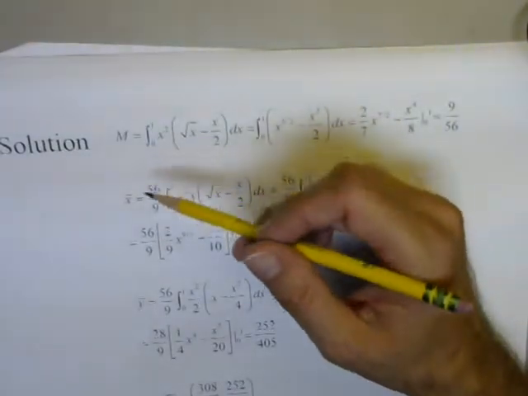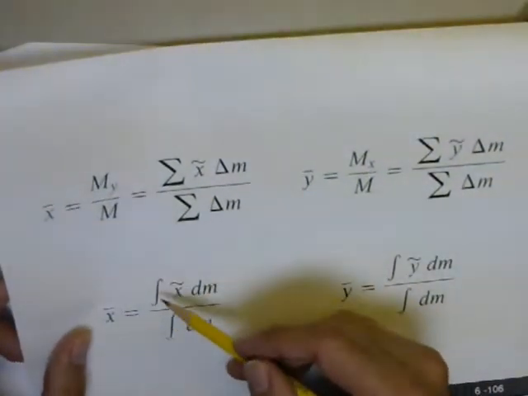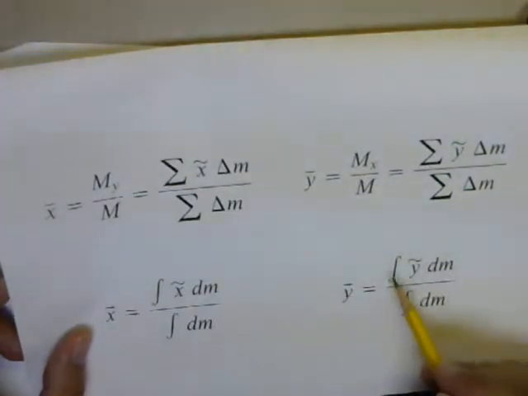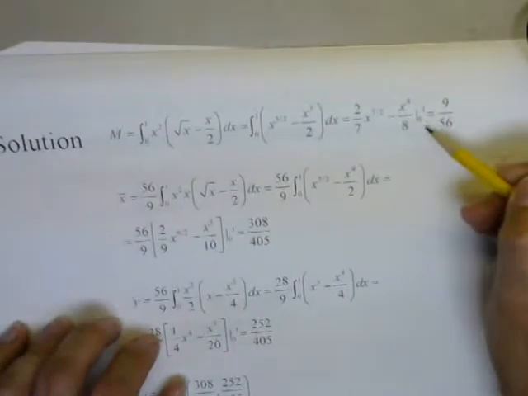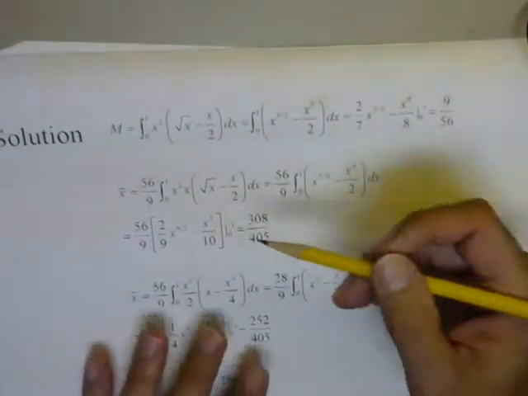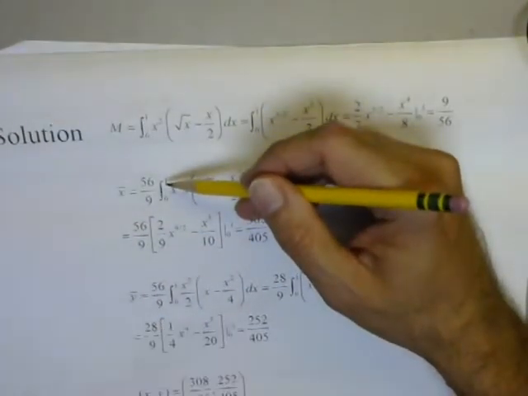Okay, so we've got that. Then for x bar, we need to calculate this. For y bar, we need to calculate that. So again, this is just the mass that we just calculated. I just inverted that because we're dividing by it.